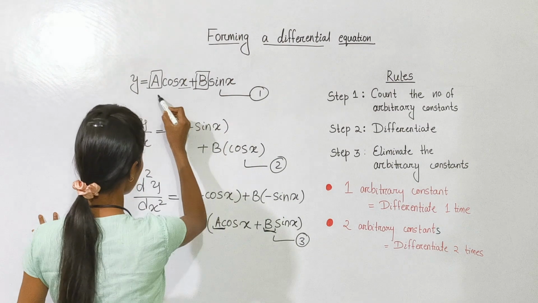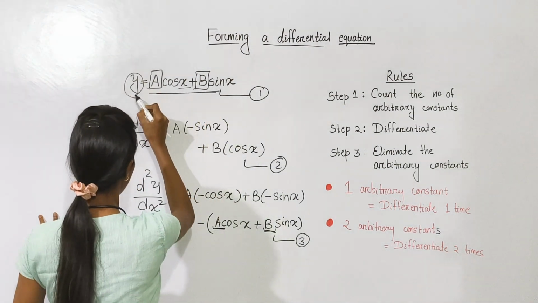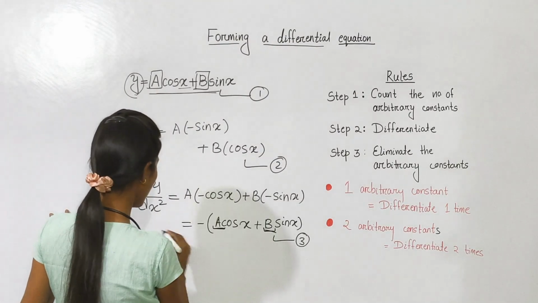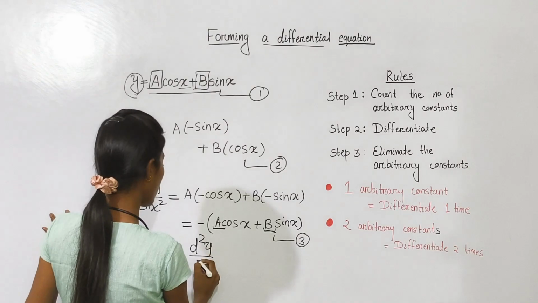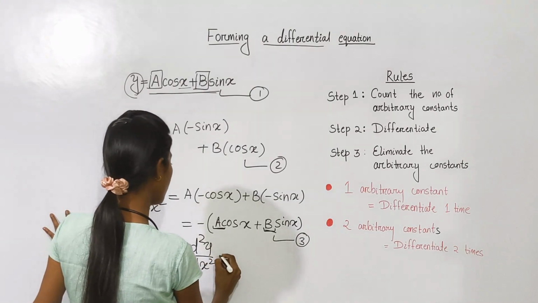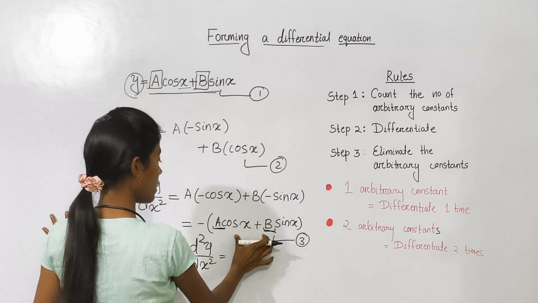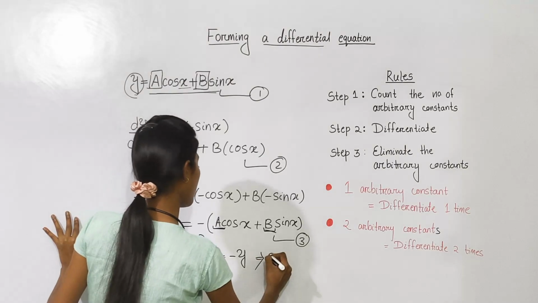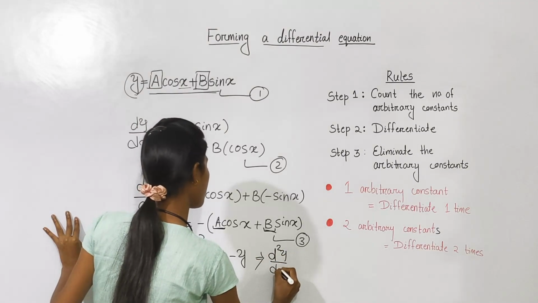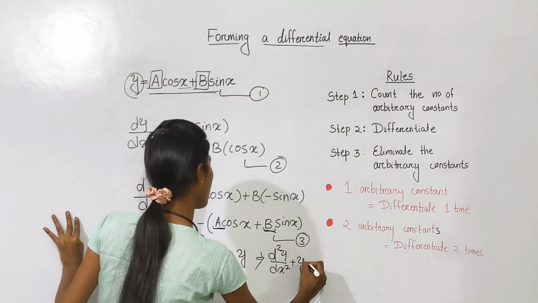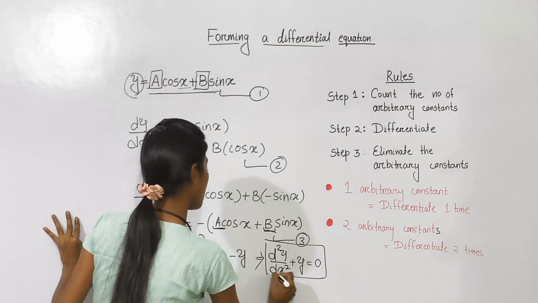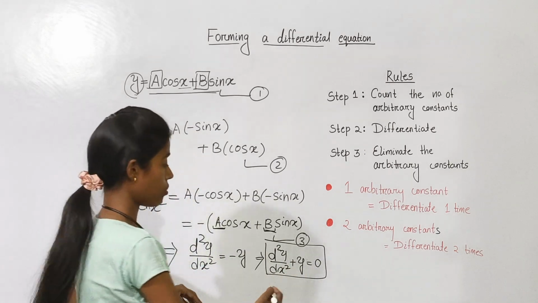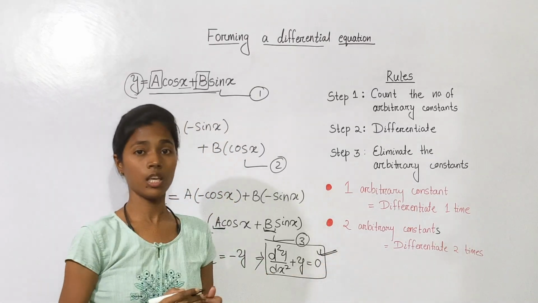Now you can see this a cos x plus b sin x is nothing but y. You can substitute equation 1 in equation 3. So what will you get? You will get d square y by dx square equals minus, this is nothing but y. So we can write minus y. After simplification you will get d square y by dx square plus y equals 0. This is your final answer. You can see there are no arbitrary constants here. So this is your final differential equation.